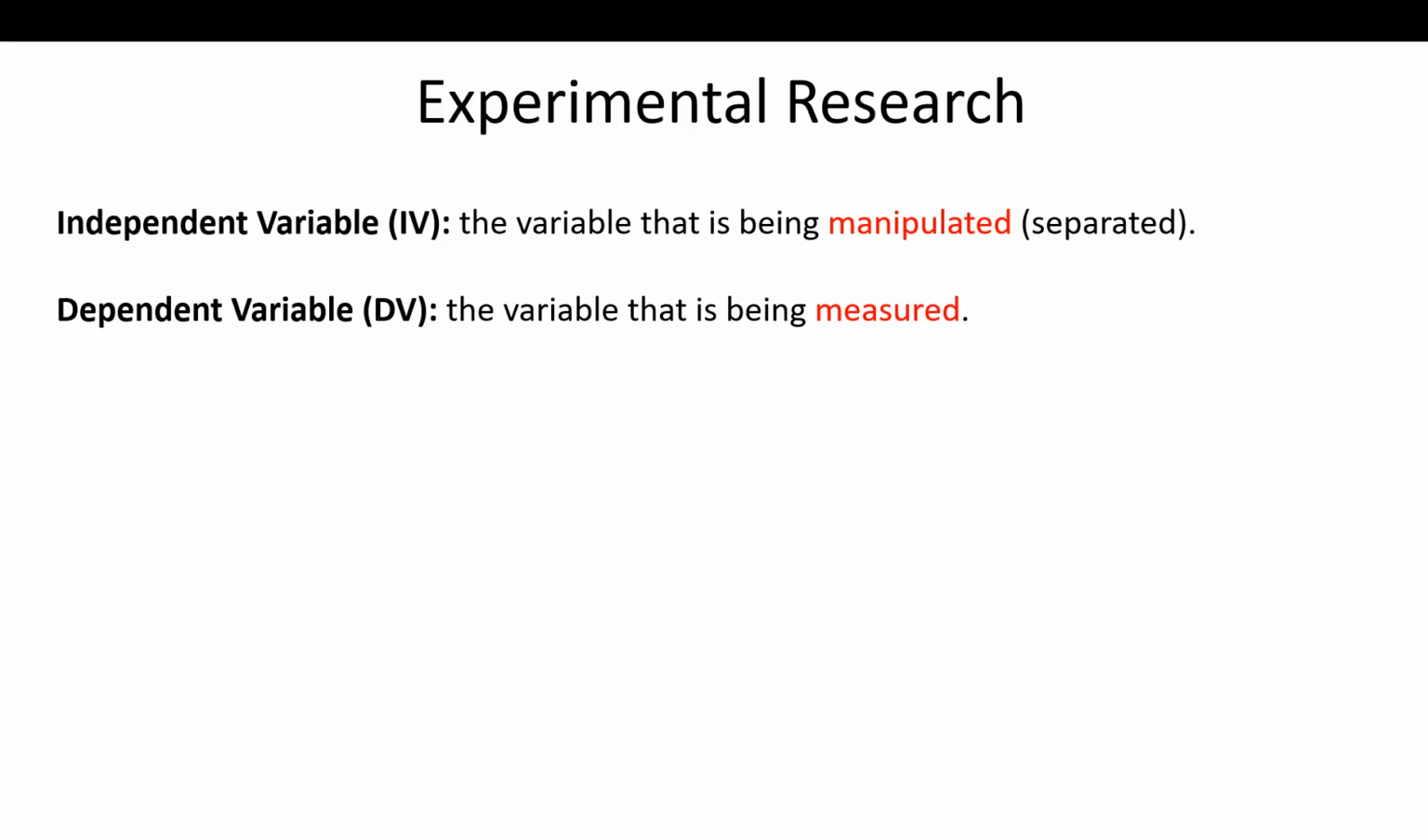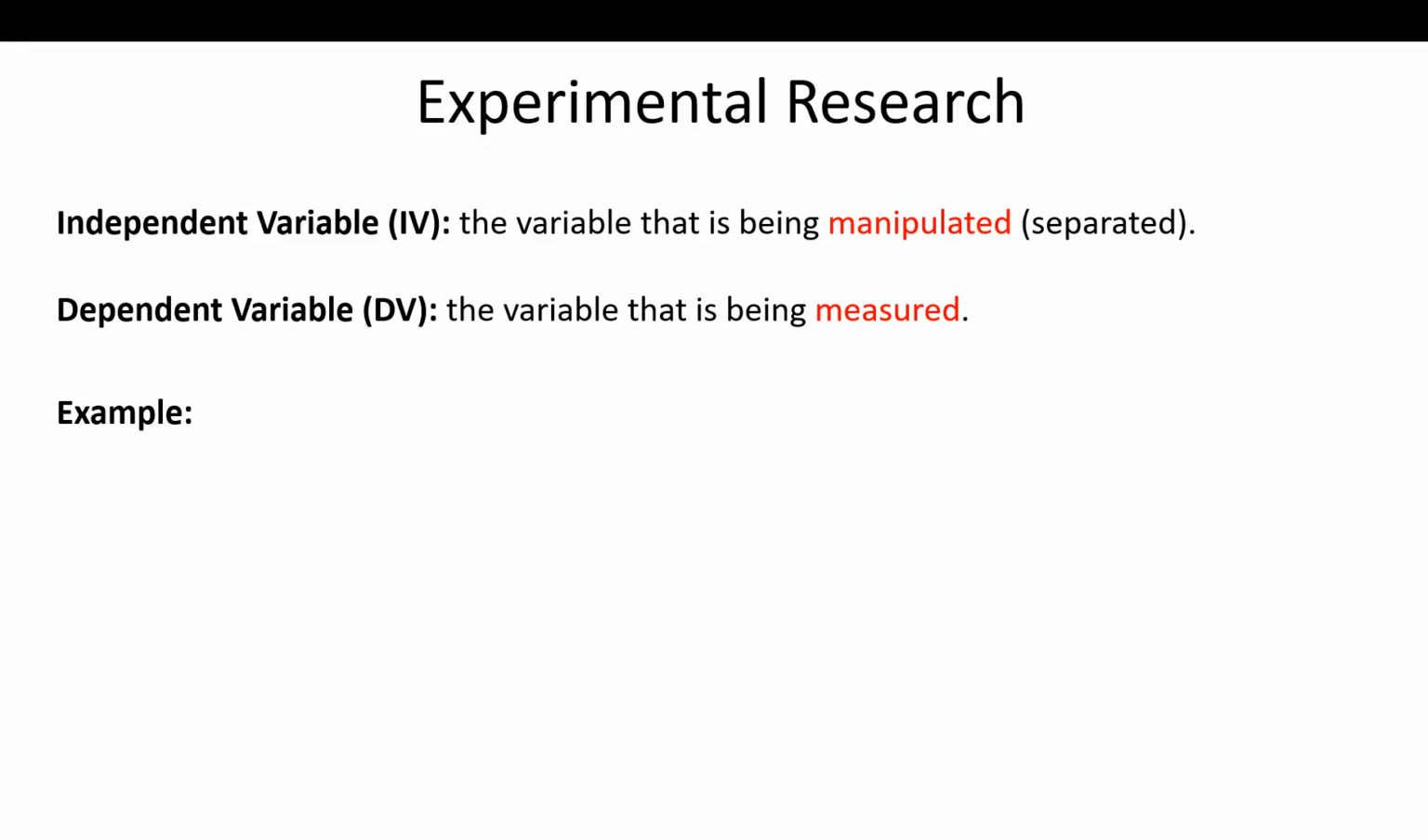A way to remember the difference in the names of each is an IV is called an independent variable because it is separated into several independent groups, whereas the dependent variable is being changed and depends on how the independent variables or independent groups respond.